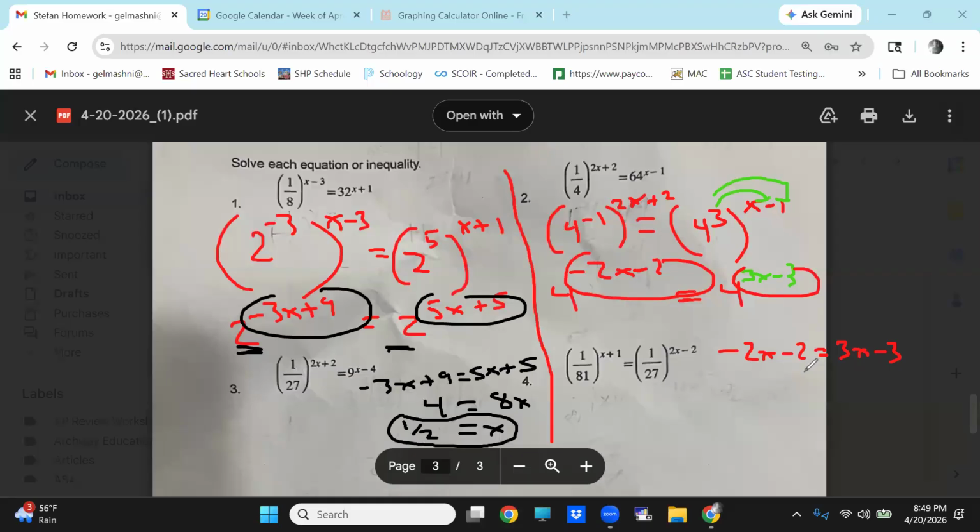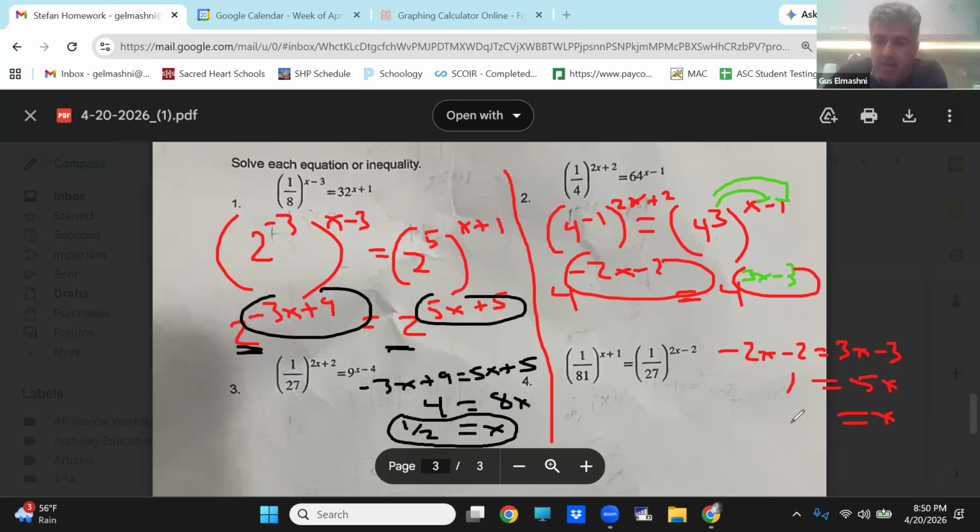Keep going. What do you get? For which one? Number two? Yeah. 2x minus 2 equals 3x minus 3. Plus 3, plus 3, if you want to do it that way. Okay, so you get 1 on this side. Then you add negative 2x there, you get 5x. So x equals 1/5. Mm-hmm.